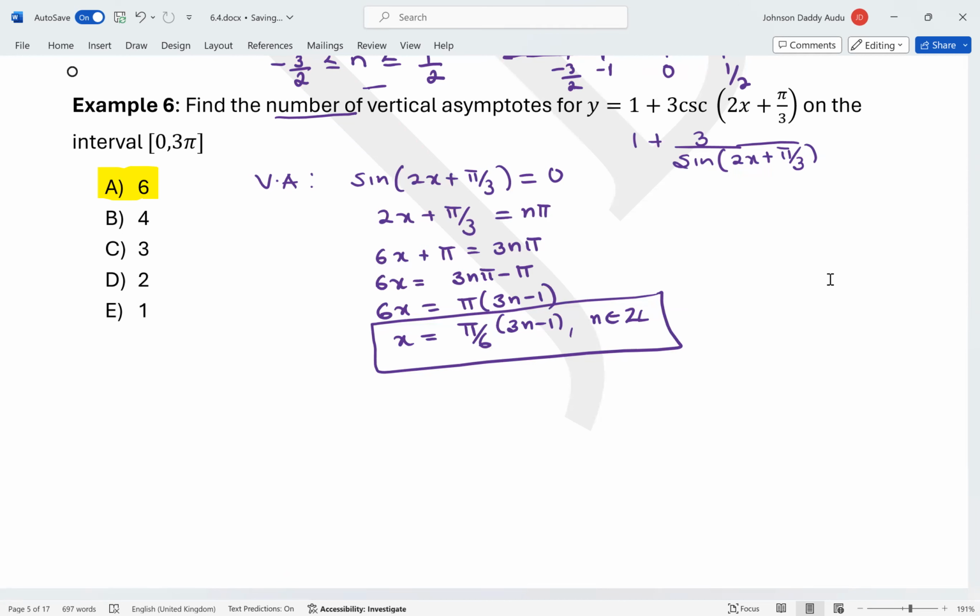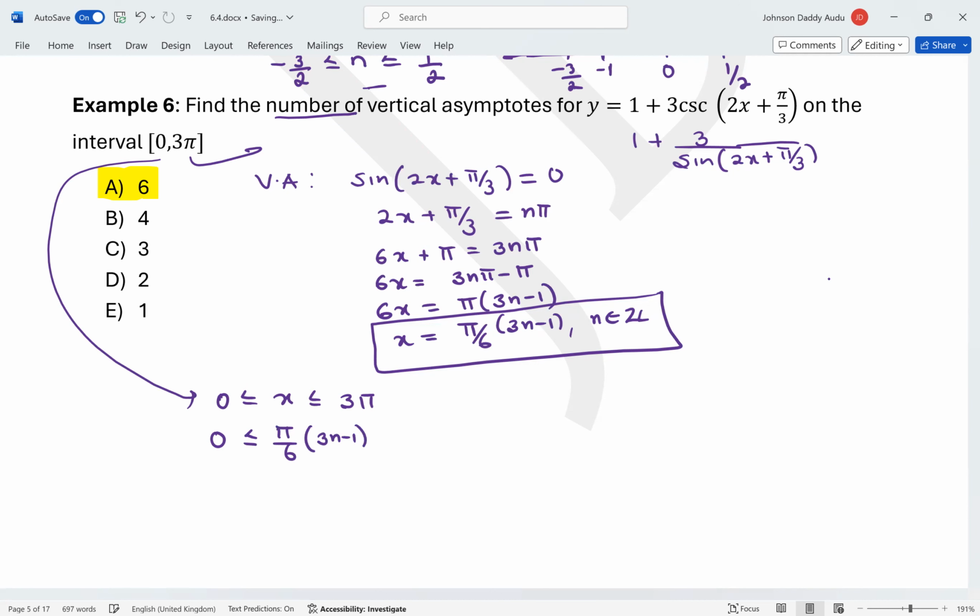Now, the same way, we want our x to be between 0 and 3 pi. We're using this interval now. So this means that 0 needs to be less than x, which is pi over 6 times 3n minus 1, less than 3 pi. So you multiply both sides by 6. This is still 0. This is pi times 3n minus 1, less than or equal to, not 3 pi, but 18 pi, because we are multiplying both sides by 6.